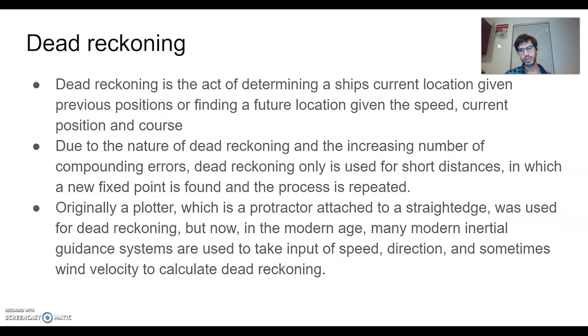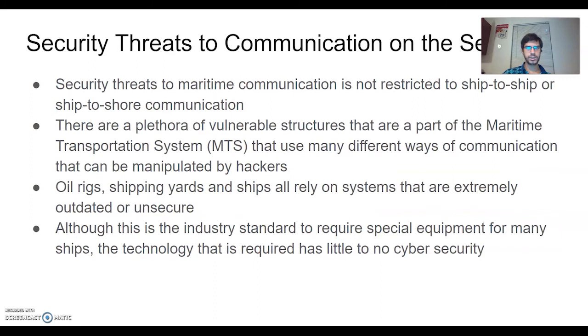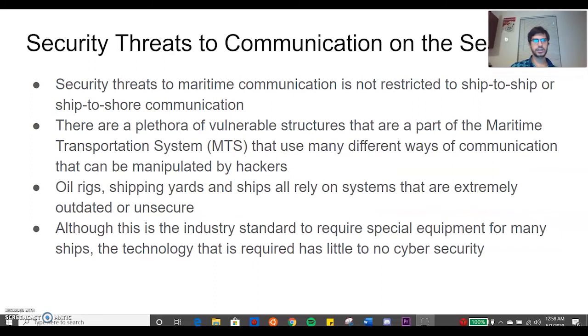And they take in input of speed, direction, and sometimes wind velocity to calculate dead reckoning. So the threats to these systems are very real, and they're not only left to ship or ship-to-shore communication. There are a lot of other structures on the maritime transportation system that can be affected. Oil rigs, shipping yards, and ships all rely on systems that are either outdated or unsecure. And although this is the industry standard to require special equipment for many ships, that technology has pretty much no encryption or cybersecurity.